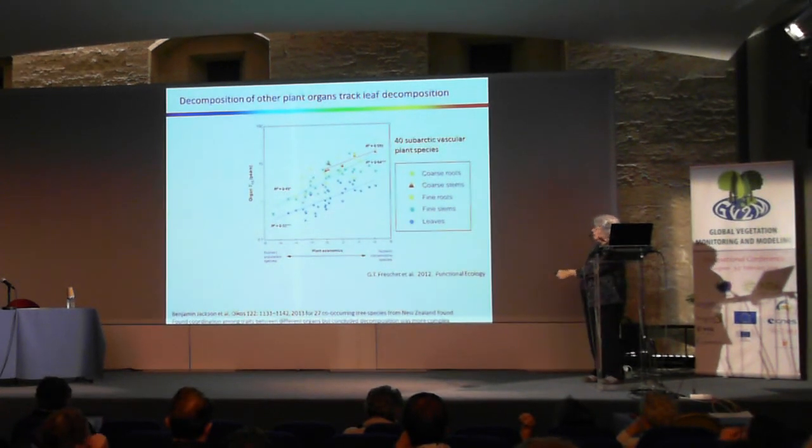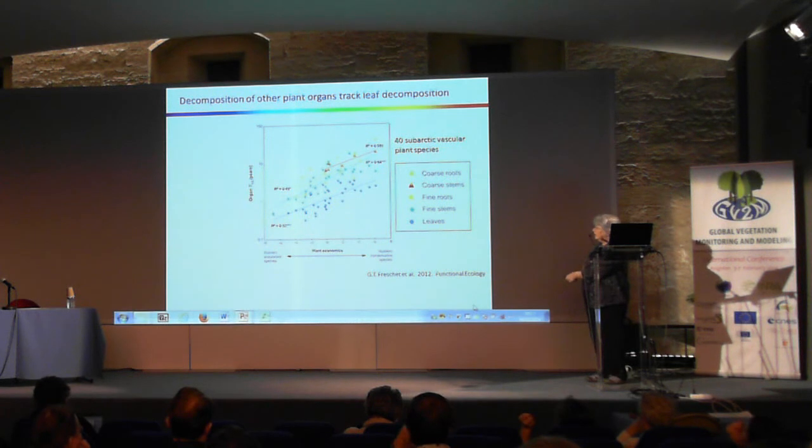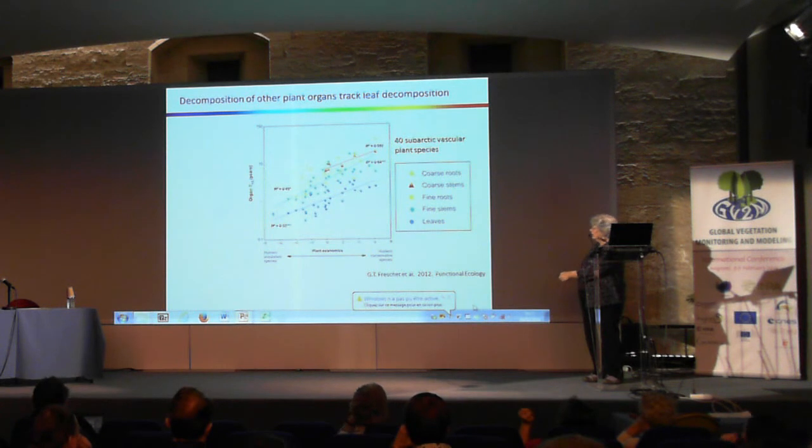There are some papers that show that other plant organs have a strategy that's coordinated with the leaf strategy. It makes sense if you're going to have high photosynthetic rates or high rates of transpiration, you have to have a lot of roots for water uptake and nutrient uptake. So you would expect potentially for them to be correlated. And this paper looked at 40 subarctic species and found that at least the slopes are more or less the same, and they concluded that they were correlated.